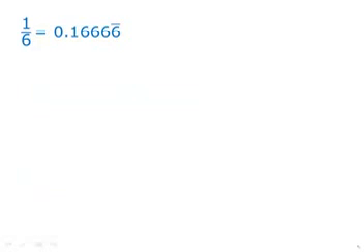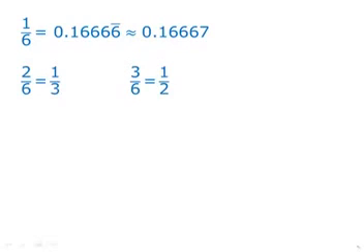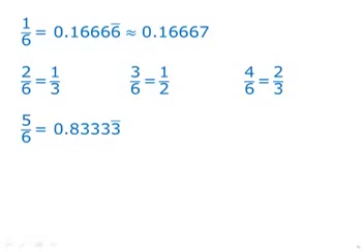1/6 is 0.1666 repeating. And of course, if we round that off, we get a final 7. Now, we don't have to worry about 2/6 because 2/6 is 1/3, 3/6 is 1/2, 4/6 is 2/3, but the one that does actually show up as a new decimal, 5/6, is 0.8333 repeating. That's a good one to know.